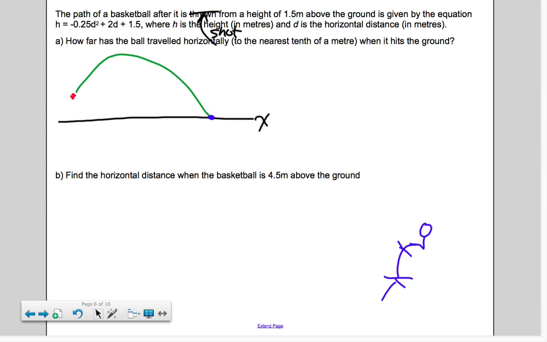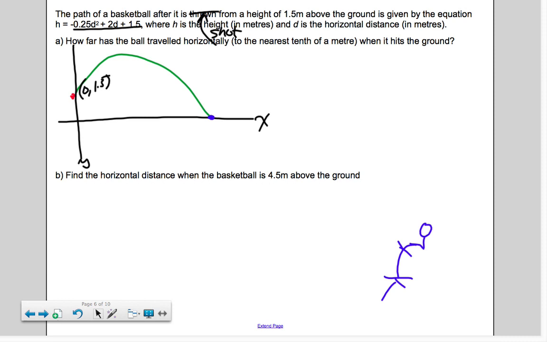Well, what happens when d is 0 here? It's on the ground. What happens when we substitute 0 in for d? What do we get for h? Look at the equation. We substitute 0 in for d, and we just get 0 plus 0 plus 1.5. So h is 1.5. Makes sense. He shoots it when his distance is 0, which is 1.5 meters above the ground. So we probably want to put our y-axis here. And this makes sense because this point is (0, 1.5).